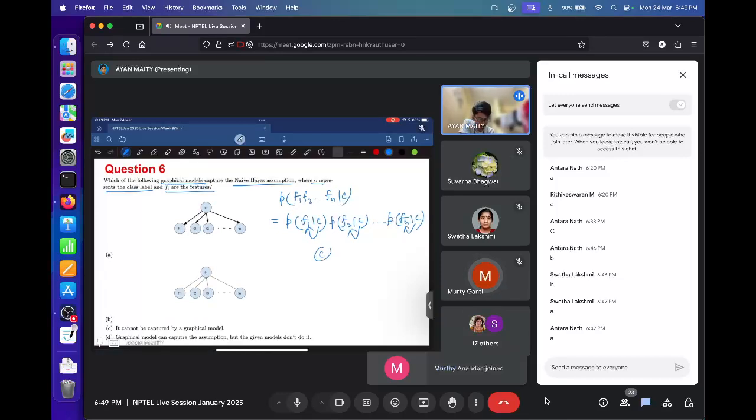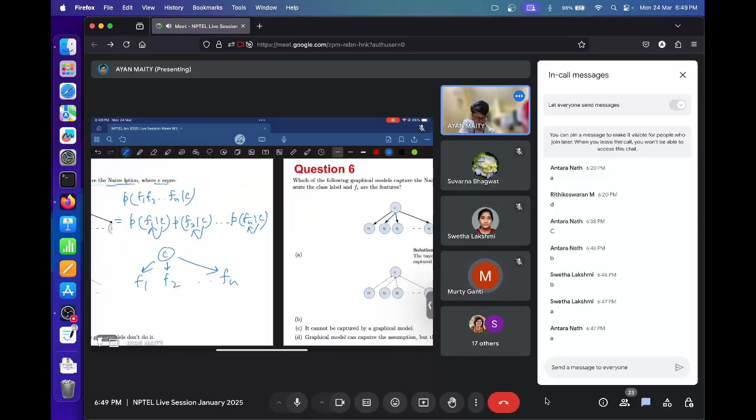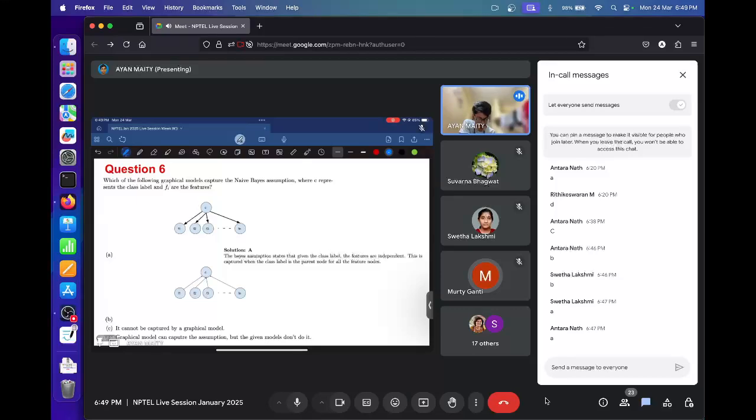So C would be the class variable, and if these are the features, there should be an edge from C to F1, an edge from C to F2, and an edge from C to Fn. So option A is correct. The Bayes assumption states that given the class variable, the features are independent. This is captured when the class label is the parent node for all the feature nodes.